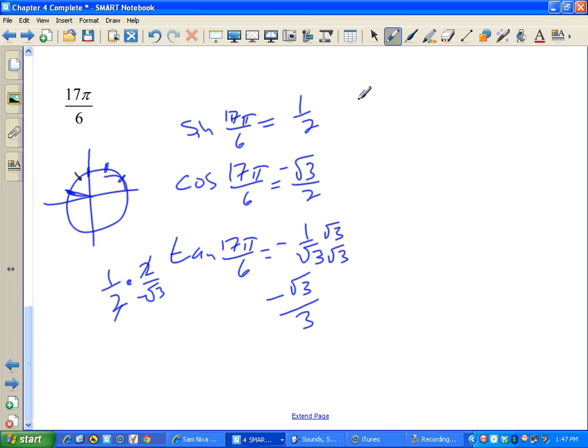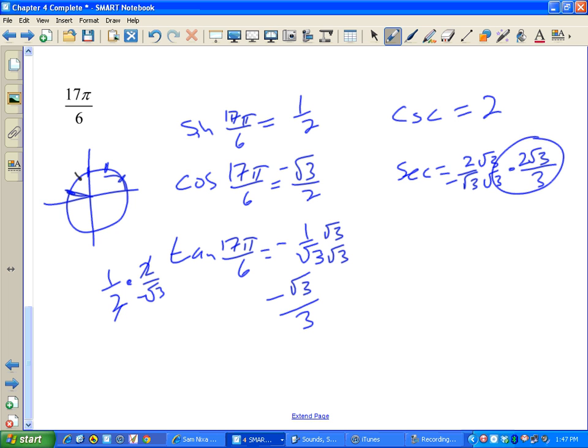Reciprocate these to get the other 3. So that'll be 2. This would be 2 over the square root of 3, and that's negative. Rationalize. That's negative. If I reciprocate this, it's easier to just go back to what I started with and just say that it's negative square root of 3. Those are the 6 trig values.